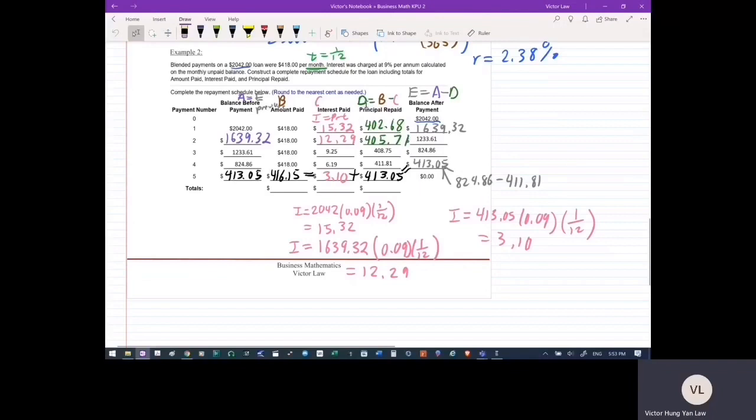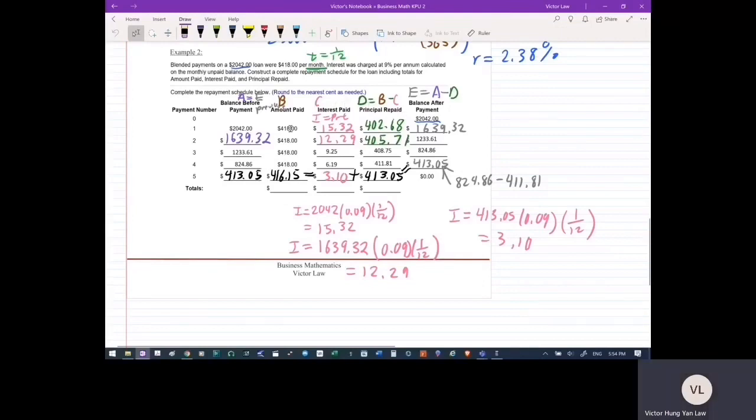To calculate column D, the principal we paid, we take column B, which is the amount paid, $418, and we subtract the interest paid. That makes sense because when you make a payment, there are 2 portions. The first portion is the interest paid. The second portion is the principal we paid.